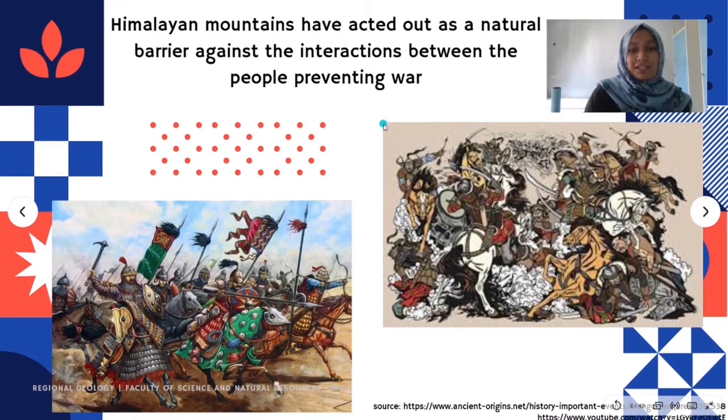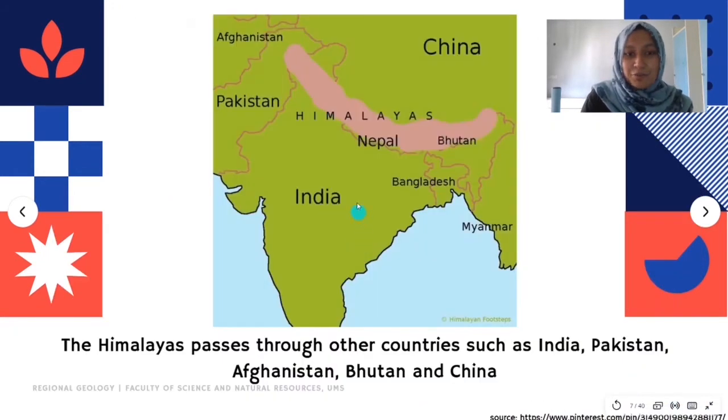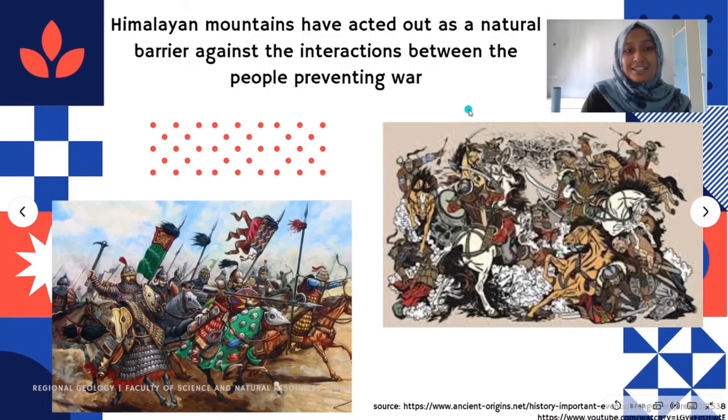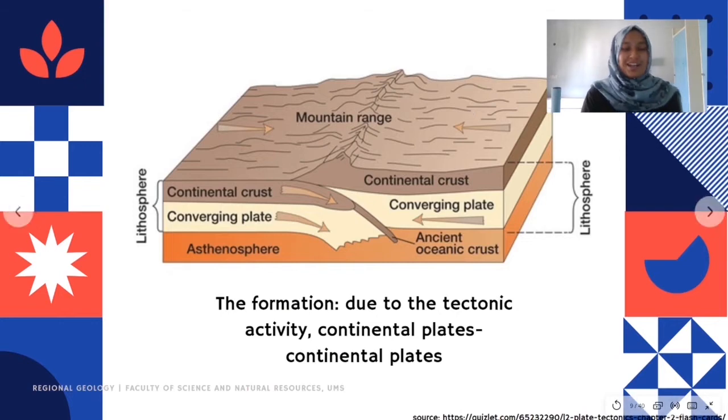What's great about the Himalayas is that the Himalayan mountains have acted as a natural barrier against the interactions between people, preventing war. So if you look at the picture before this, it actually prevented war between the Indians and the Chinese people. And that's what's really amazing, it's fascinating. Next, we could talk about the formation of the Himalayas. Now, the formation of the Himalayas is actually due to tectonic activity, and that will be covered in the tectonic setting, which is also going to be presented by me after this.